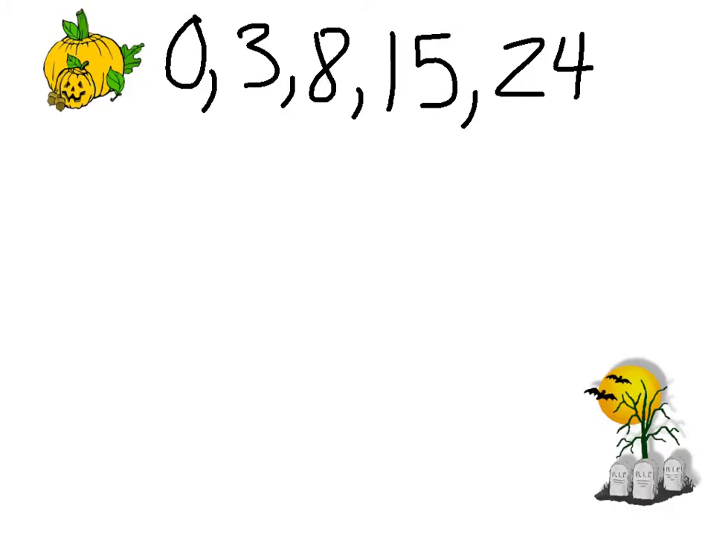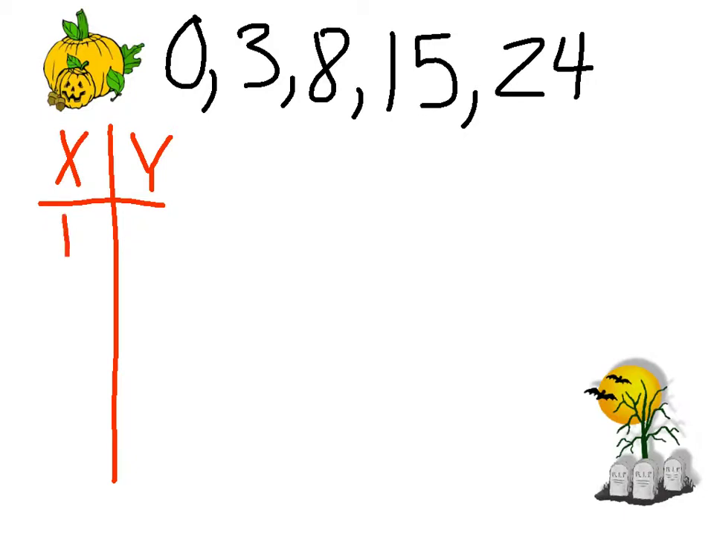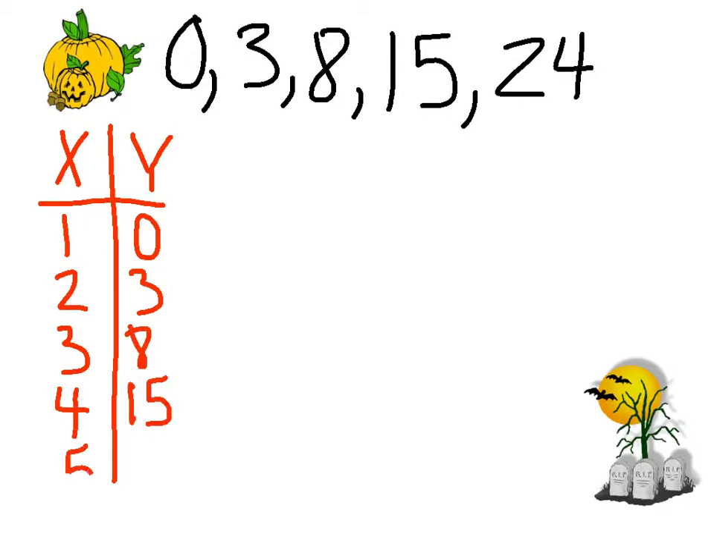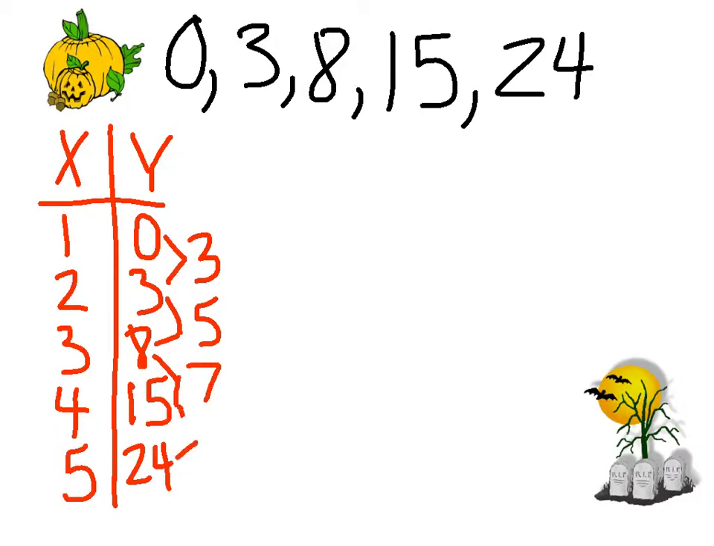Okay, we're going to move on to example 5. Alright, so we take our numbers and we go ahead and make our table. So we have 1 and 0, 2 and 3, 3 and 8, 4 and 15, and 5 and 24. Alright, this is going to be different than what we've been doing so far. In this case, our y values, when we take the difference, we have 3 minus 0 is 3, 8 minus 3 is 5, 15 minus 8 is 7, 24 minus 15 is 9.